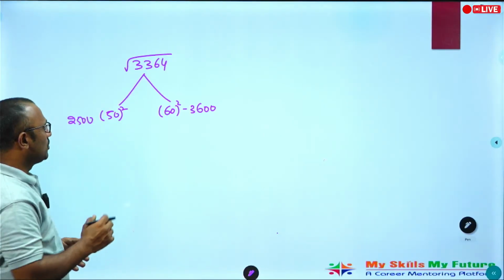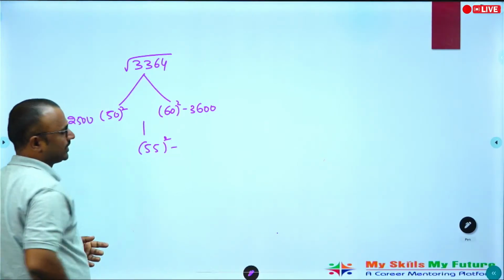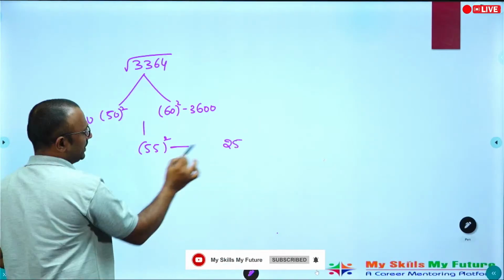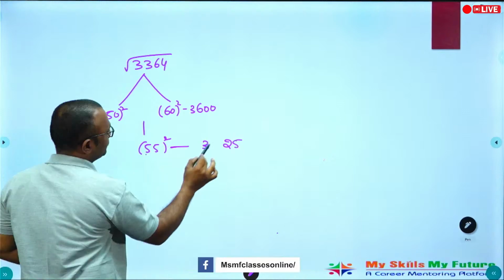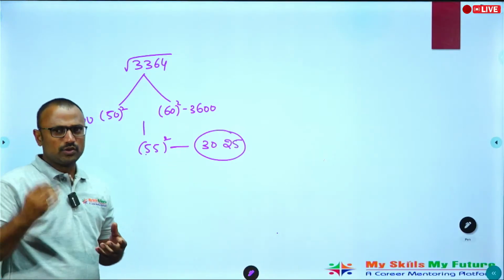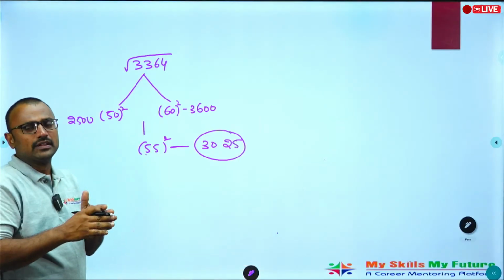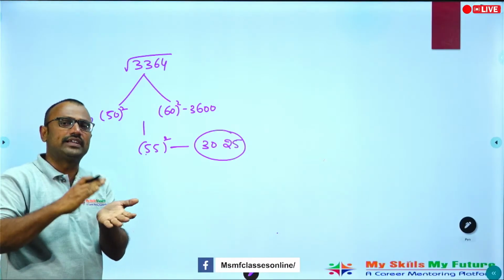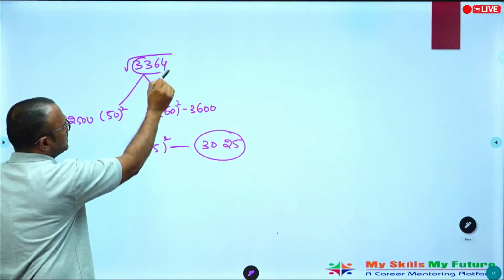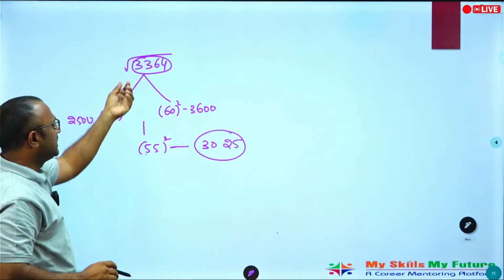Just find 55 square. 55 square: 5 square is 25, and 5 6s is 30. So 55 square is 3025. By seeing this itself, we can use 10 square, 20 square, 30 square, 40 square, 50 square, and we have a simple technique to find 25, 35, 45, 55 and so on. So this number lies between 50 square and 60 square. So just find 55 square.